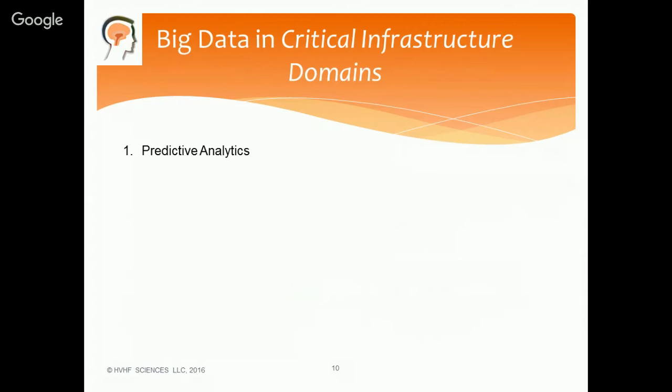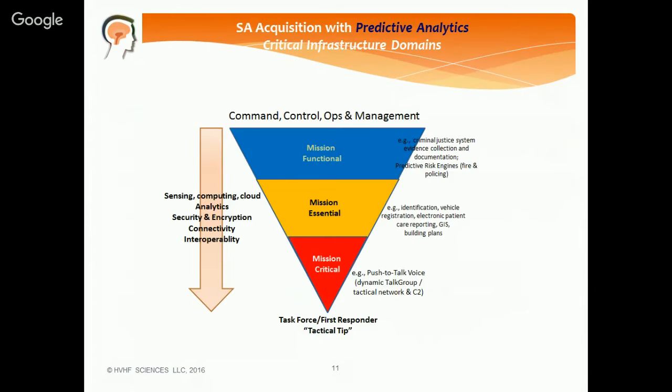And when we look at big data in critical infrastructure domains, it can be analyzed in three possible ways: predictive analytics, prescriptive analytics to prescribe what needs to be done, and also real-time analytics. And I'm going to give you two quick examples here. If you look at a typical public safety domain, there is a command and control structure all the way up to the tip of the strike force or task force, the one here in red, which is shown as mission critical. There are two layers above the mission critical to support it: the mission essential information that needs to be present, and also mission functional.